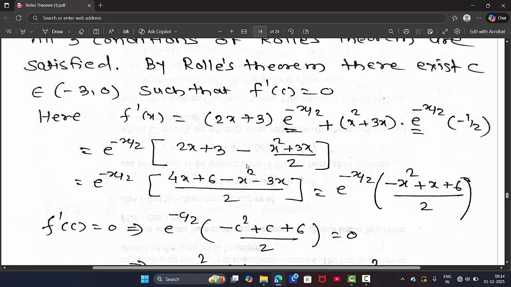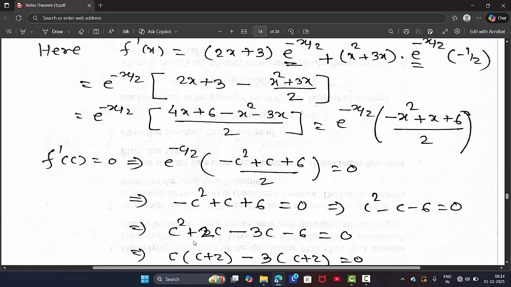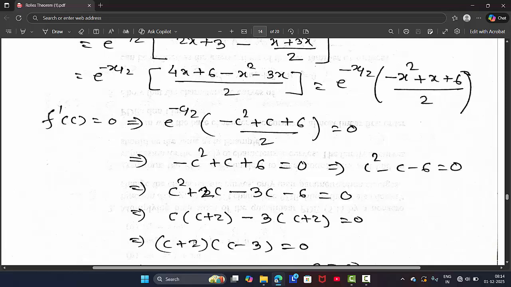If I take e raised to minus x by 2 common, I will get 2x plus 3 minus x square plus 3x by 2. And from this we will get e raised to minus x by 2 into minus x square plus x plus 6 divided by 2. From this, f dash c equal to 0 implies e raised to minus c by 2 into minus c square plus c plus 6 divided by 2 equal to 0. This implies that c square minus c minus 6 equal to 0.